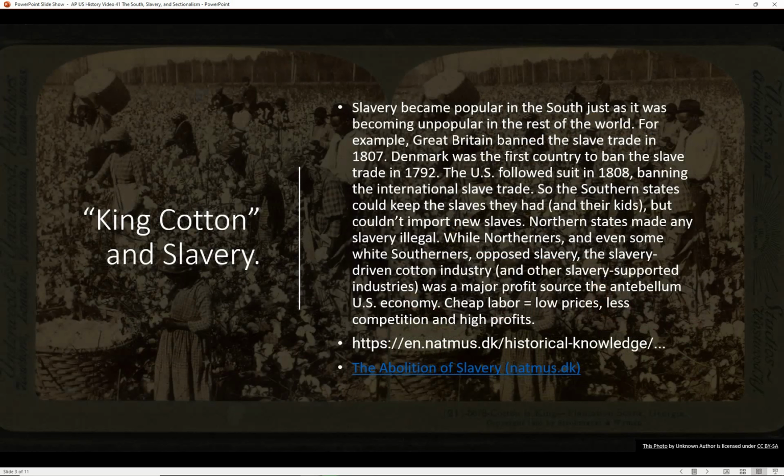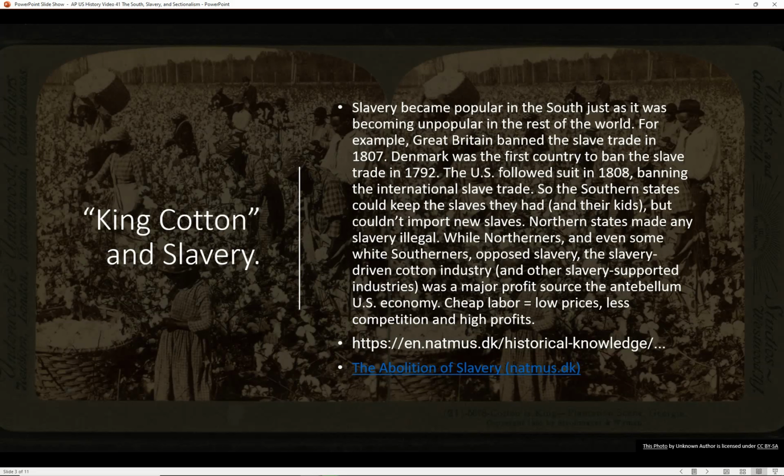Slavery became popular in the South just as it was becoming unpopular in the rest of the world. So King Cotton, of course, the South's major export, major crop, definitely demanded slavery because it was a very, very labor-intensive crop. The cotton gin, raising the cotton, picking the cotton from the field, etc. Anyway, for example, Great Britain banned the slave trade in 1807, and Denmark was the first country to ban the slave trade in 1792. The U.S. followed suit in 1808, banning the international slave trade. So the southern states could keep the slaves they already had and the children of those slaves. So there was still a source of slaves, just reproduction among the slaves. But they couldn't import new slaves, or at least not legally.